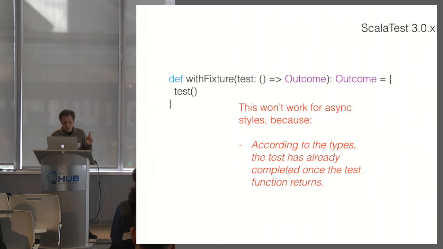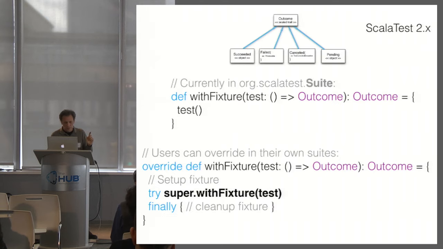Let me back up and remind you of try finally again. See this try finally here, where you try delegating the invocation of the test function, and you do some setup, you invoke the test function in the try, and then finally you do your cleanup. If what your test function is returning is a FutureOutcome, then you don't want to do cleanup that soon. You actually want to wait until the future completes.